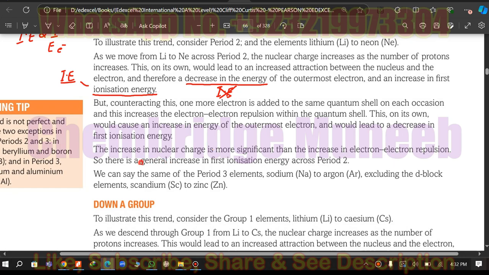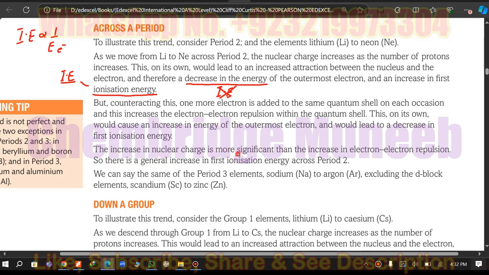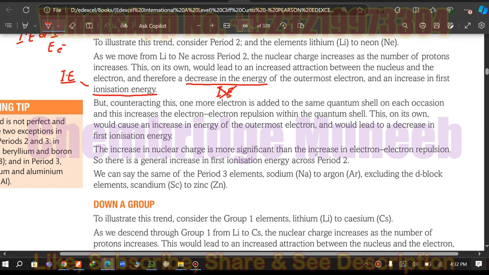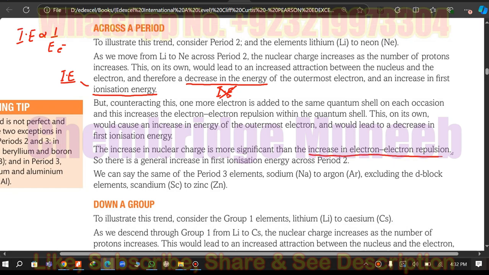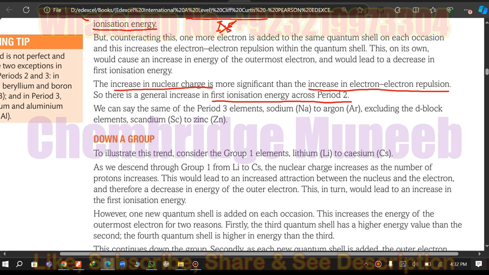So both these factors are happening when we move from left to right. But what is the summary? The increase in nuclear charge is more significant than the increase in the electron repulsion. So this has the upper hand as compared to the other factor. Increase in nuclear charge is more dominant than the electron repulsion. So that's why the first ionization energy increases across the period. Is it clear? Yeah. All right.